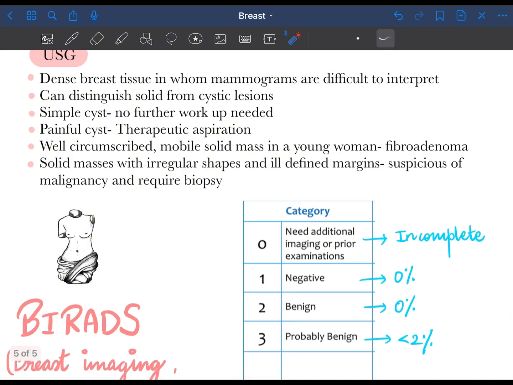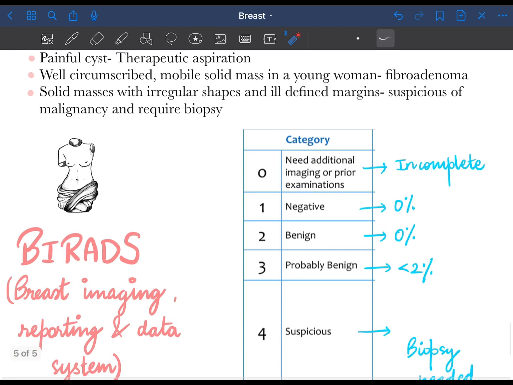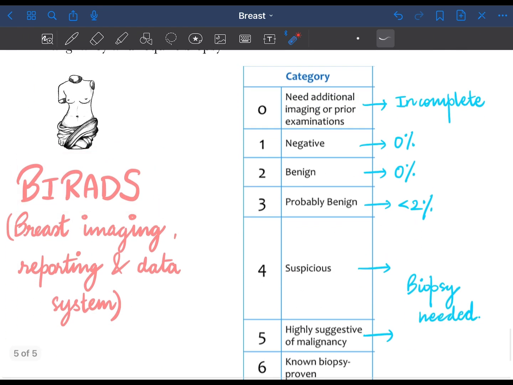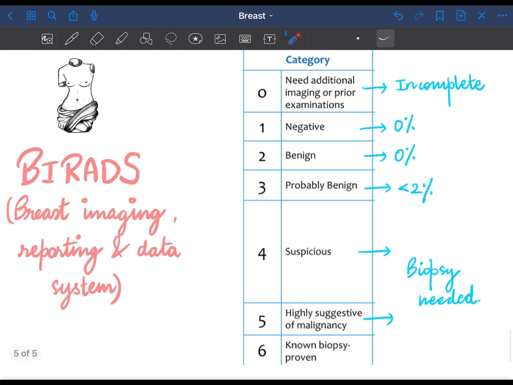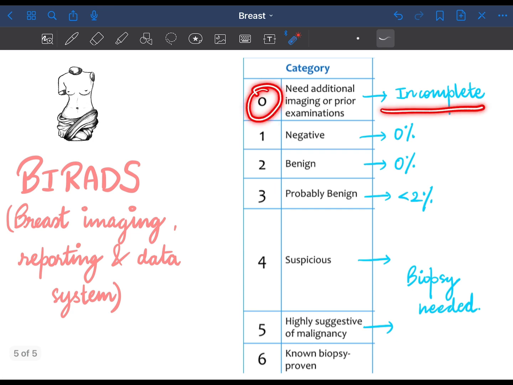We interpret ultrasound and mammography findings in terms of BI-RADS. BI-RADS refers to Breast Imaging Reporting and Data System. This applies to mammography, ultrasound as well as MRI, so we can interpret all of these imaging modalities in terms of BI-RADS scoring. There are 6 categories of BI-RADS, and categories 4 and 5 are suspicious of malignancy and biopsy is needed in these cases. Category 0 means the imaging is incomplete and we need to perform additional imaging, or prior clinical examination.